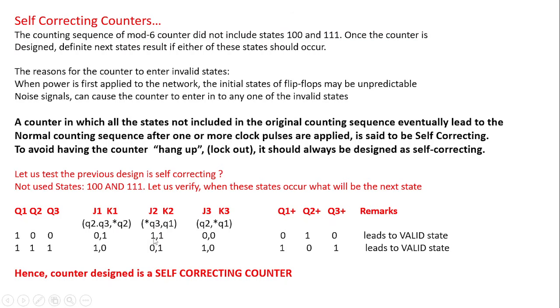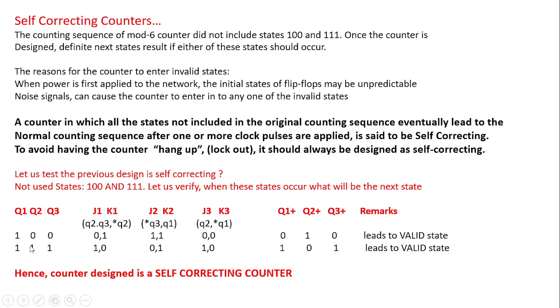Similarly, for J2, K2, 1, 1 indicates a toggle state. So what is the existing value? 0. So it toggles to 1. And 0, 0 means it's a memory state. Whatever the value at Q3, it should repeat in the next state, 0.